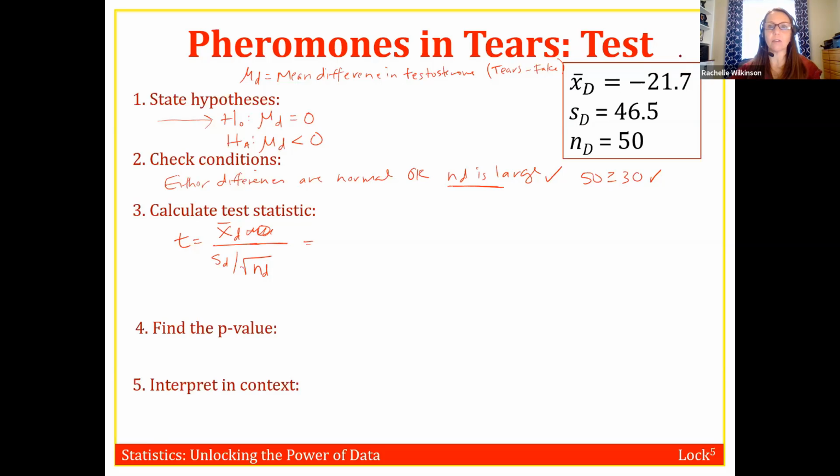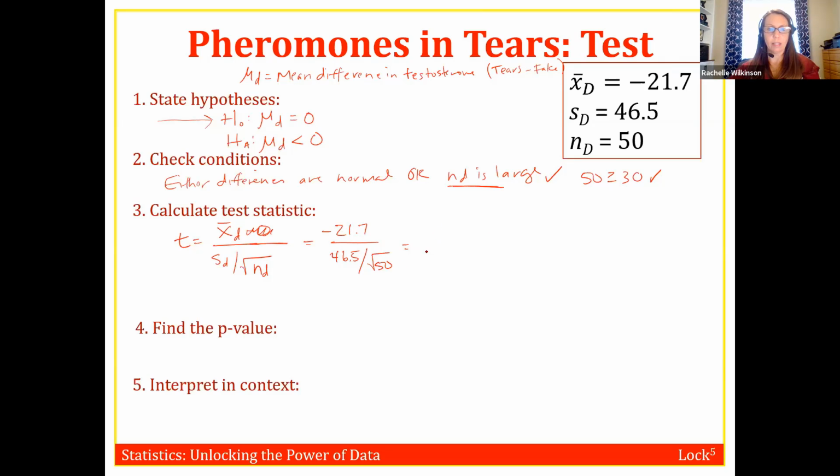Okay, so now I can plug in my values. They gave me all these summary numbers over here. So I'm going to get negative 21.7 divided by 46.5 over square root of 50. So getting out our calculators here, I have negative 21.7 divided by 46.5 divided by square root of 50. Okay, don't forget your order of operations here. So we would do all the calculations in the numerator, then do everything in the denominator, then do that division. If you are trying to plug this into your calculator as one long thing, that's fine. Just make sure that you're putting parentheses around the denominator. Because when you start dividing and then dividing, it actually ends up with a different number if you don't put parentheses around things.